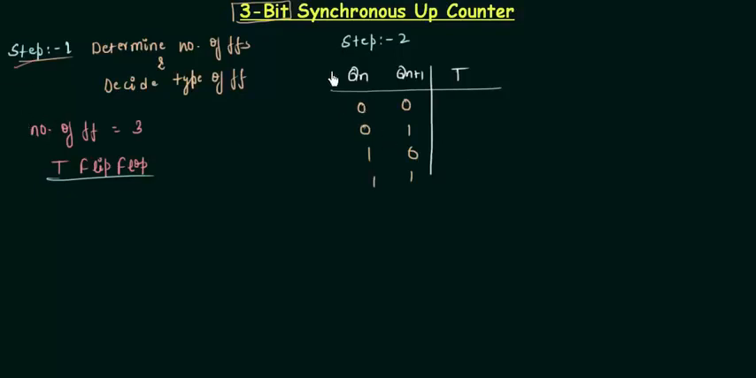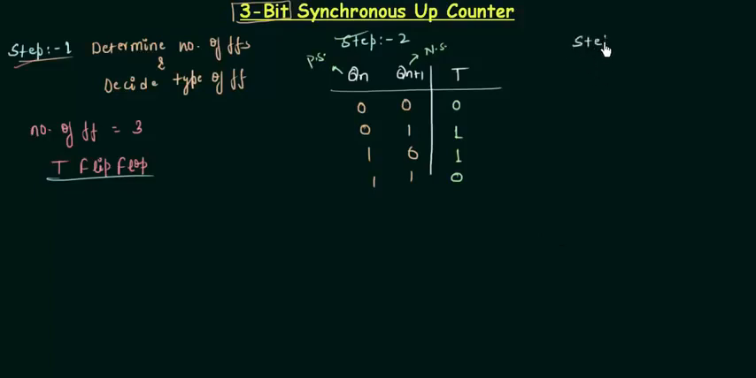Now we have to find out the value for T. Qn is my present state, and Qn plus 1 is my next state. When the present state is 0 and the next state is also 0, it means memory, so T is going to be 0. And when Qn is 0 and the next state is 1, it means we have toggling, and for toggling the value of T must be 1. For the third case also we have toggling, and for the last case we have 0, because the next state is the same as the present state. So this is the excitation table for the T flip-flop, step number 2 is now over, and now we will move to step number 3.